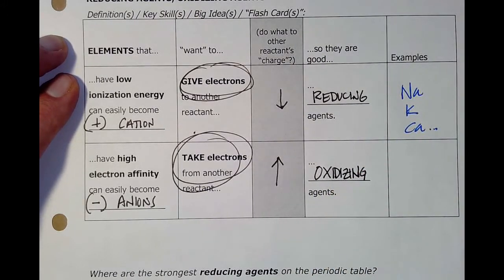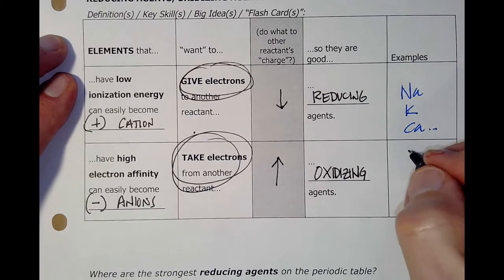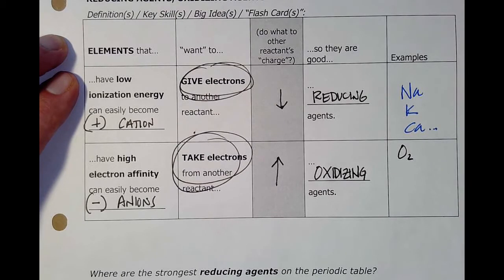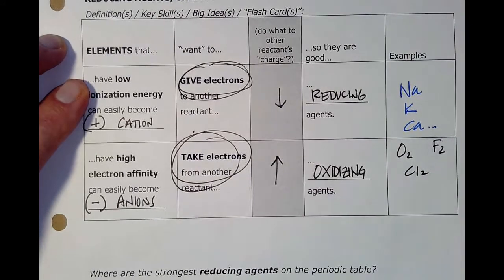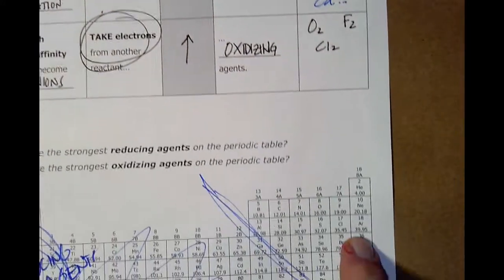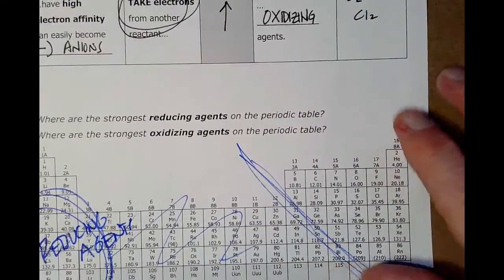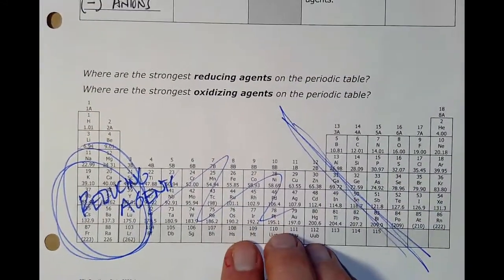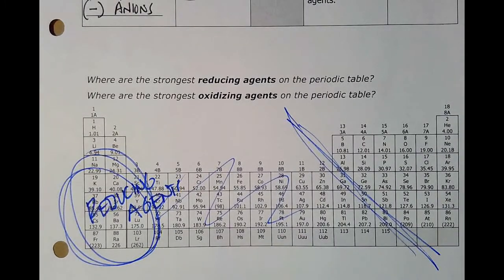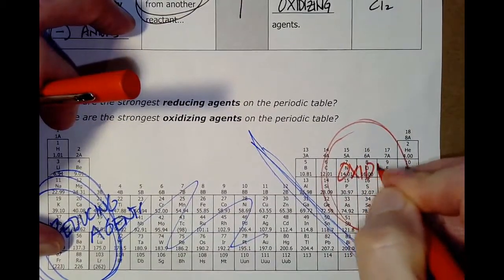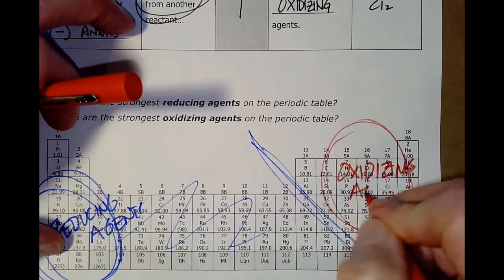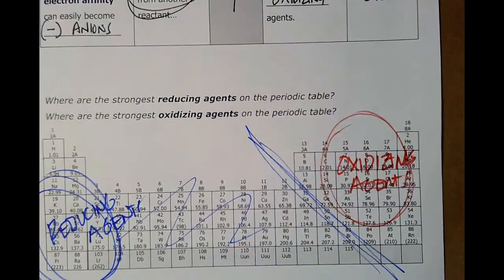agents. Where do we find the really good oxidizing agents? Gee, look at the origin of that word. O2, F2, Cl2, right? So I can say, oh, the good oxidizing agents. Now I'm looking for a red pen. There's the good oxidizing agents.